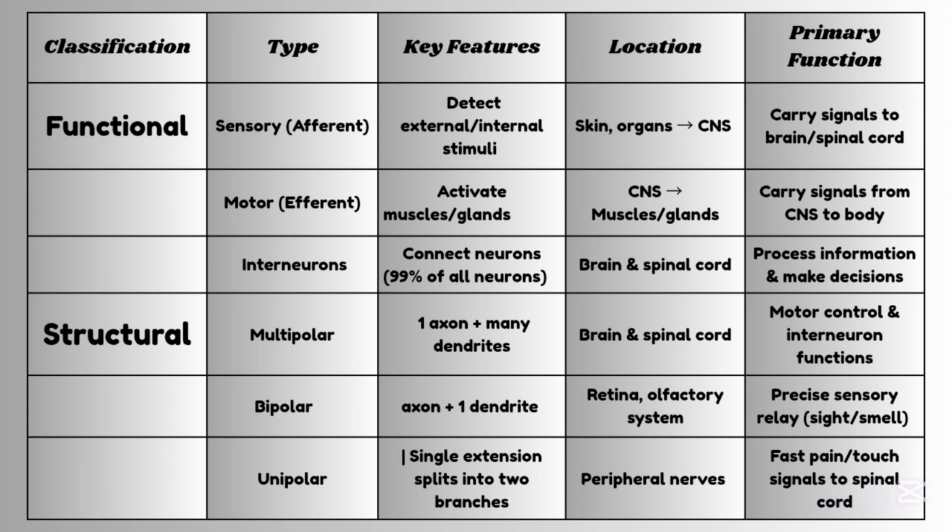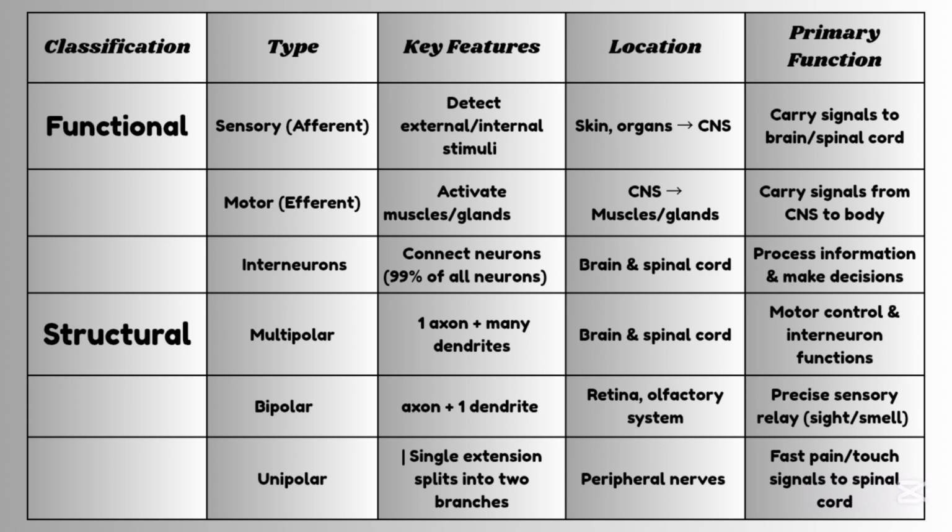The next classification is structural classification. According to this, there are three types of neurons: multipolar, bipolar, and unipolar neurons. For the multipolar neuron, the key feature is that it has one axon and many dendrites. Its location is that it is present in our brain and spinal cord, and its function is that it carries motor control and interneuron functions.